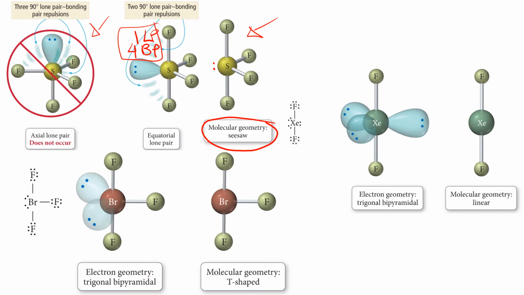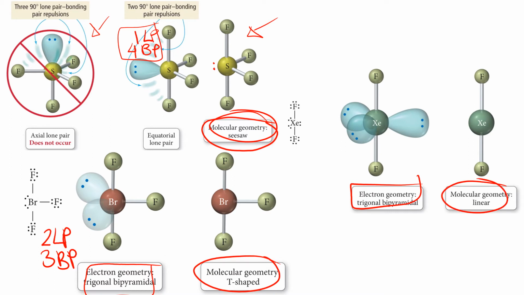Next we have whenever we have 2 lone pairs and 3 bonding pairs. The electron geometry, again, these are all electron geometry of trigonal bipyramidal, but the molecular geometries are what's different, okay? So notice that.